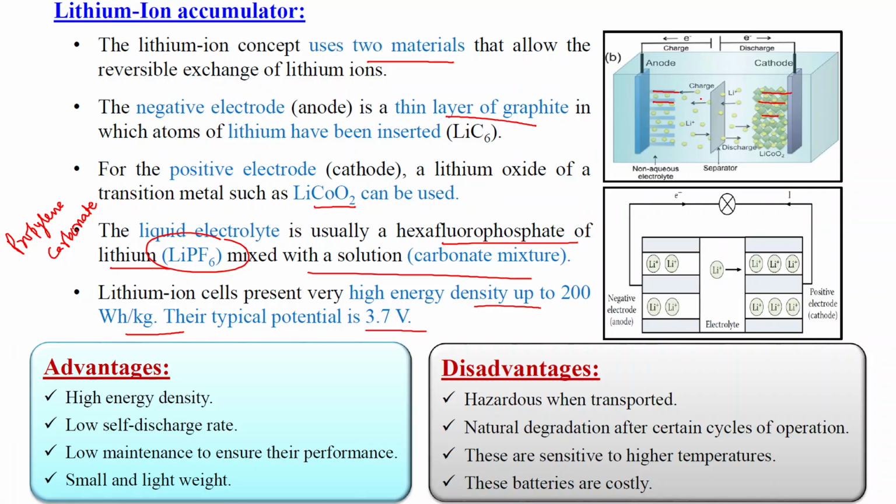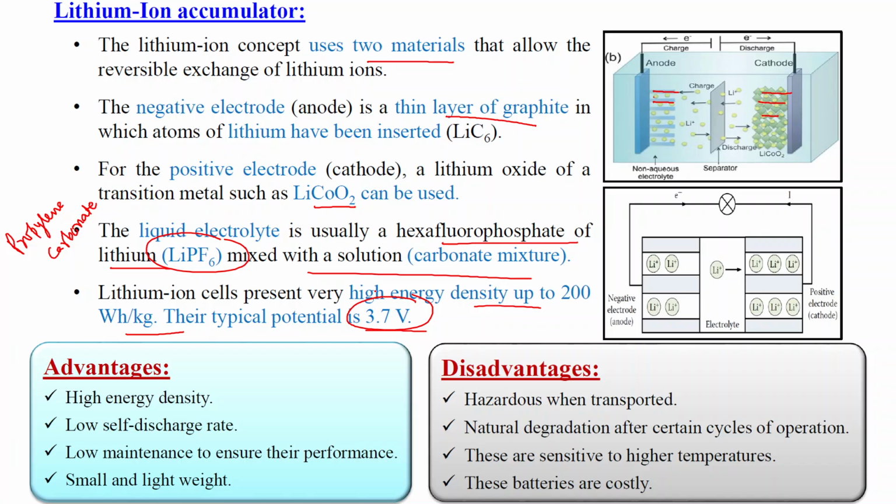So during each charging and discharging, the lithium ions, Li positive, intercalate, that is move in, and de-intercalate, move out of the electrode, due to which charging and discharging takes place. This lithium ion cell is a rechargeable battery, and it has a high energy density of 200 watt hour per kg and provides a typical potential of 3.7 volt.